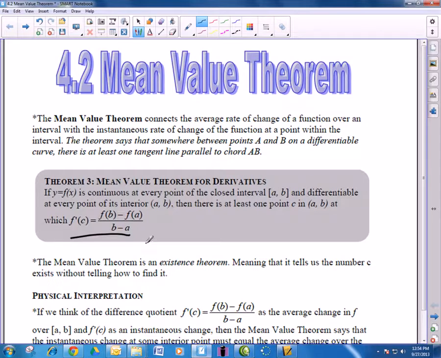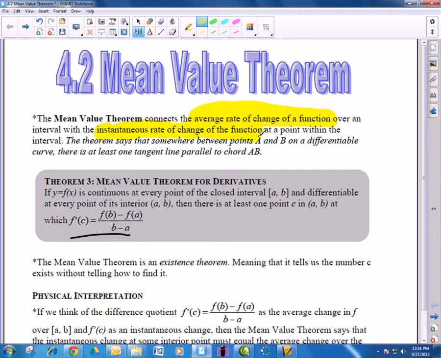So first of all, the mean value theorem connects the average rate of change of a function over an interval with the instantaneous rate of change at a point. This is really important because it connects what we've done in algebra to what we do now in calculus. Remember, they're kind of the same thing.